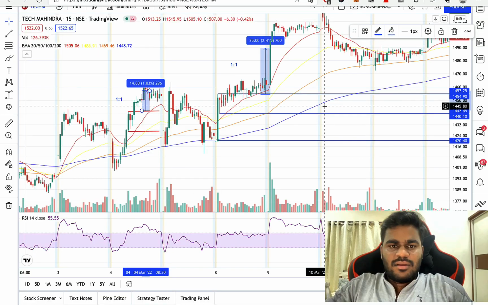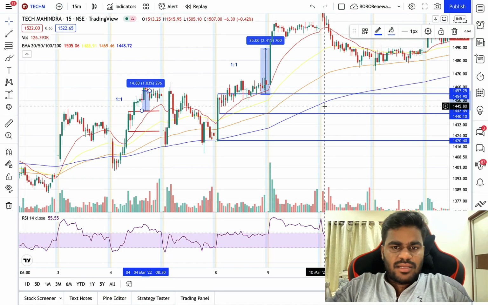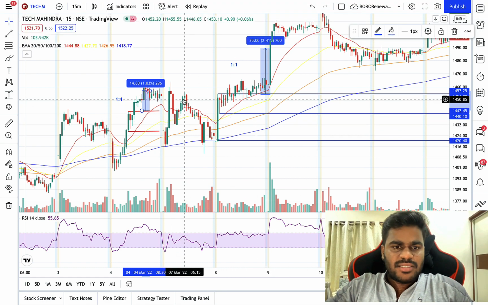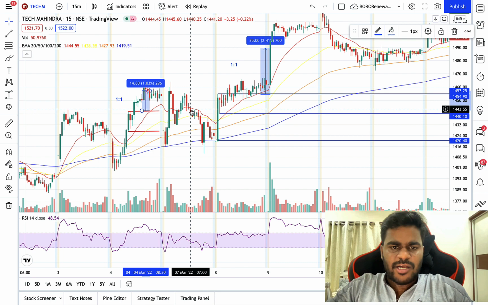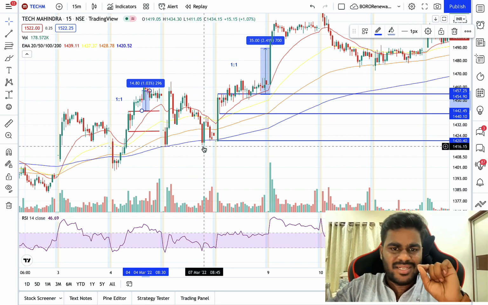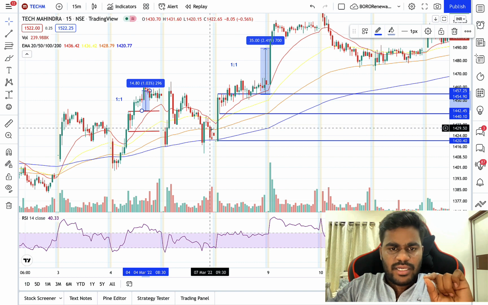Okay guys, let's see if that inside candle strategy is really working in live charts. Let's look at this Tech Mahindra chart. It's moving normally, up and down, up and down. Here it gives a sudden movement, but it gives a chance of forming an inside candle. So let's go ahead and see.